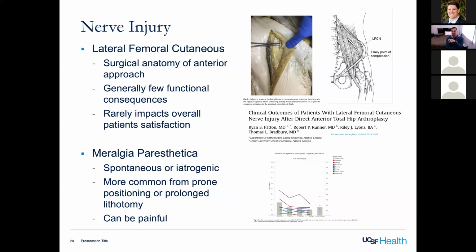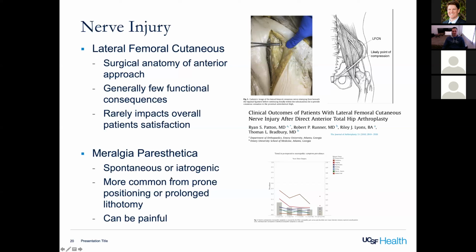It's important to distinguish lateral femoral cutaneous neuropraxia from what we think of in the literature as meralgia paresthetica. So this is a more severe injury to the nerve itself. It can be spontaneous or iatrogenic. It can be related to obesity, pregnancy. In orthopedics, it's most common from prone positioning or some kind of prolonged lithotomy. It can happen when we used to put patients in an up leg holder during fracture surgery. It's not uncommon during spine surgery. I think this happens not from direct pressure on the nerve like in an anterior total hip, but from a point of compression where the nerve crosses over the pelvic brim.